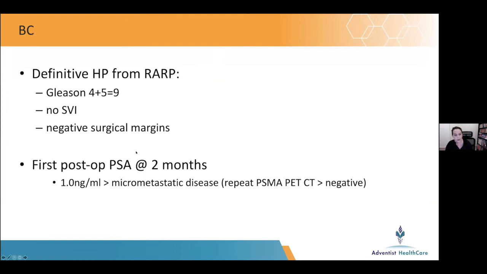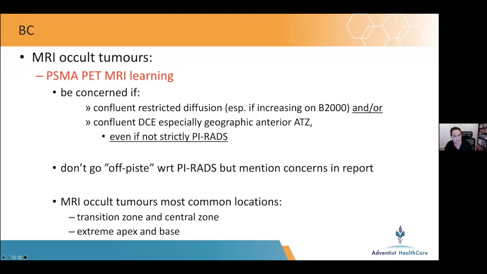your report. And unfortunately, this gentleman, 2 months after his surgery, he had negative surgical margins, but his first postoperative PSA was 1, and he had another PSMA PET, and that was negative. So he's presumed to have micrometastatic disease, given he had negative surgical margins just 2 months prior. He may have a tiny bit of tumor at the anastomosis, but presumed micrometastatic disease.